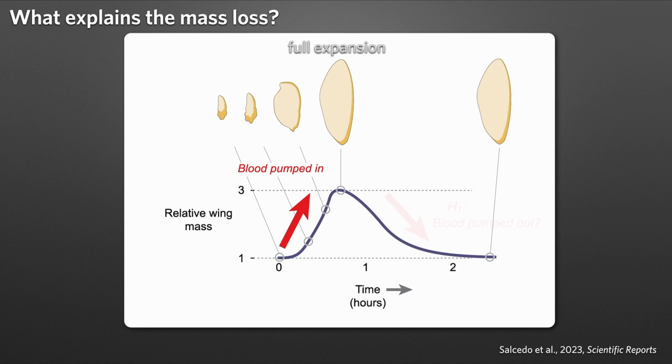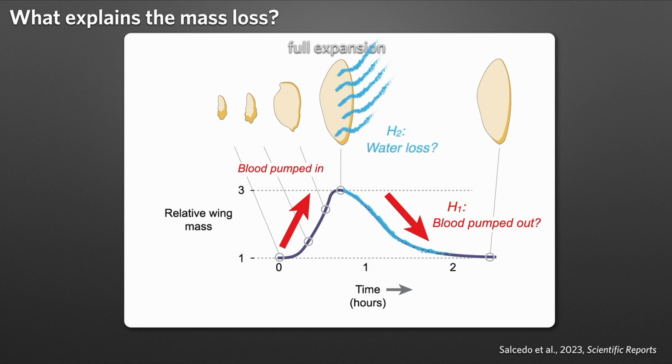But alternatively, it's quite possible that we simply have water loss across the tissue, right? So this entire mass loss could be water loss. We can't rule that out. So that's one of the things that we're going to be addressing in this talk today. Now, there's a mechanical problem with this blood pumping out hypothesis, and here's the problem.